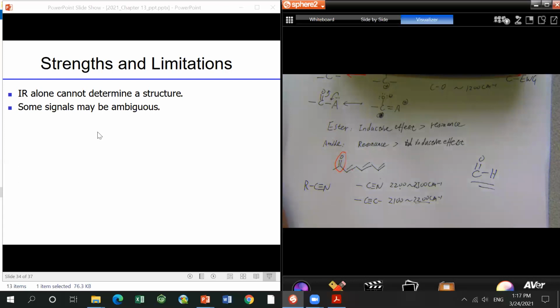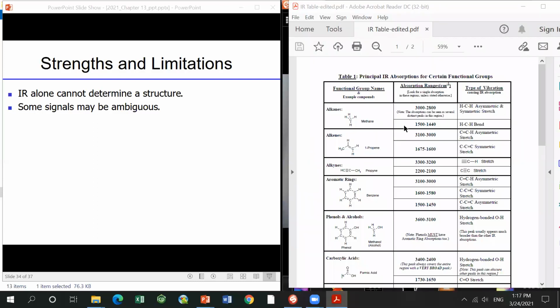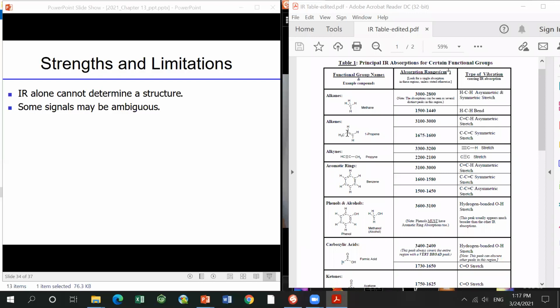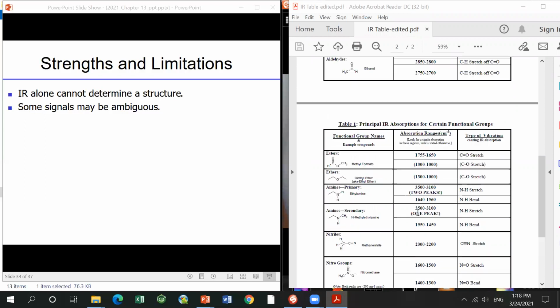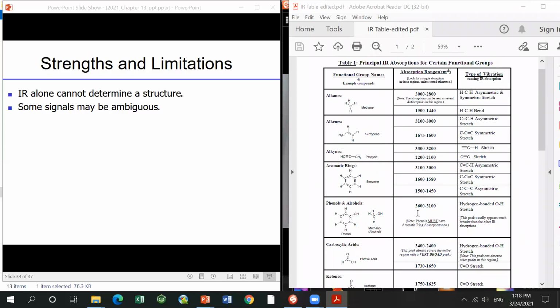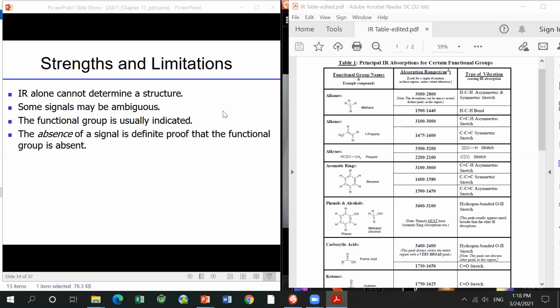And some of the signals can be ambiguous. Let me give you one example. For the alkene C=C bond stretching, it is 1675 to 1600, and for the amide case, the C=O bond stretching is 1617 to 1600. So the absorption areas are very close, and it is hard to distinguish whether this belongs to the C=C bond or the C=O bond. And the functional group can be indicated by the IR, as already said.